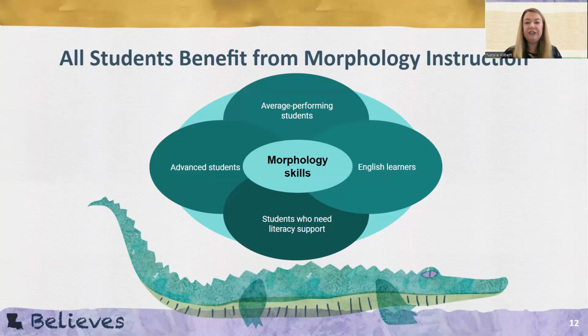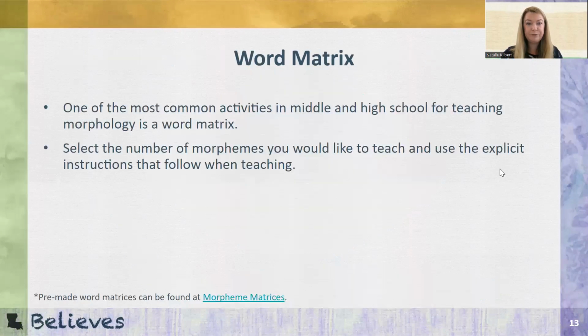And so morphology instruction helps the average performing student, English learners, students who need literacy support, as well as advanced students. And so when your pre-teaching block becomes more of a small group-based thing, you can take morphology and really structure it for those students' needs in particular. So your advanced students, you could have working on more advanced morphemes, and your students who are English learners might be learning more basic morphemes. Okay, so it really allows you to tailor to what your kids need.